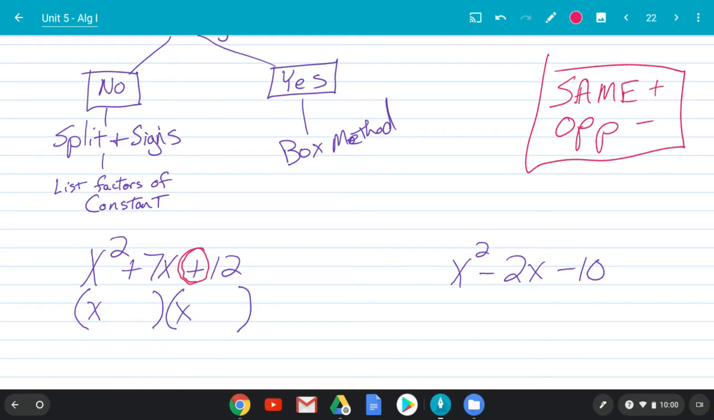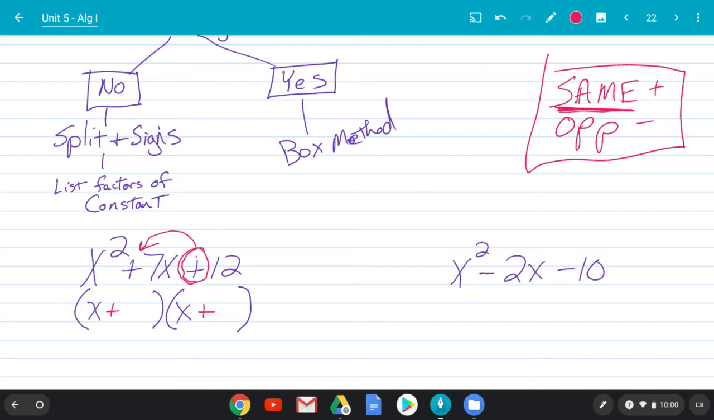When I look at this last sign, I see it's a plus. I know that both signs inside my parentheses are going to be the same. I don't know if they're both positive or both negative, but I do know that they're going to be the same. Then I look at this sign in the middle, and I see that it's positive. Therefore, both of my signs down here will be positive. That's what I mean by split in signs.